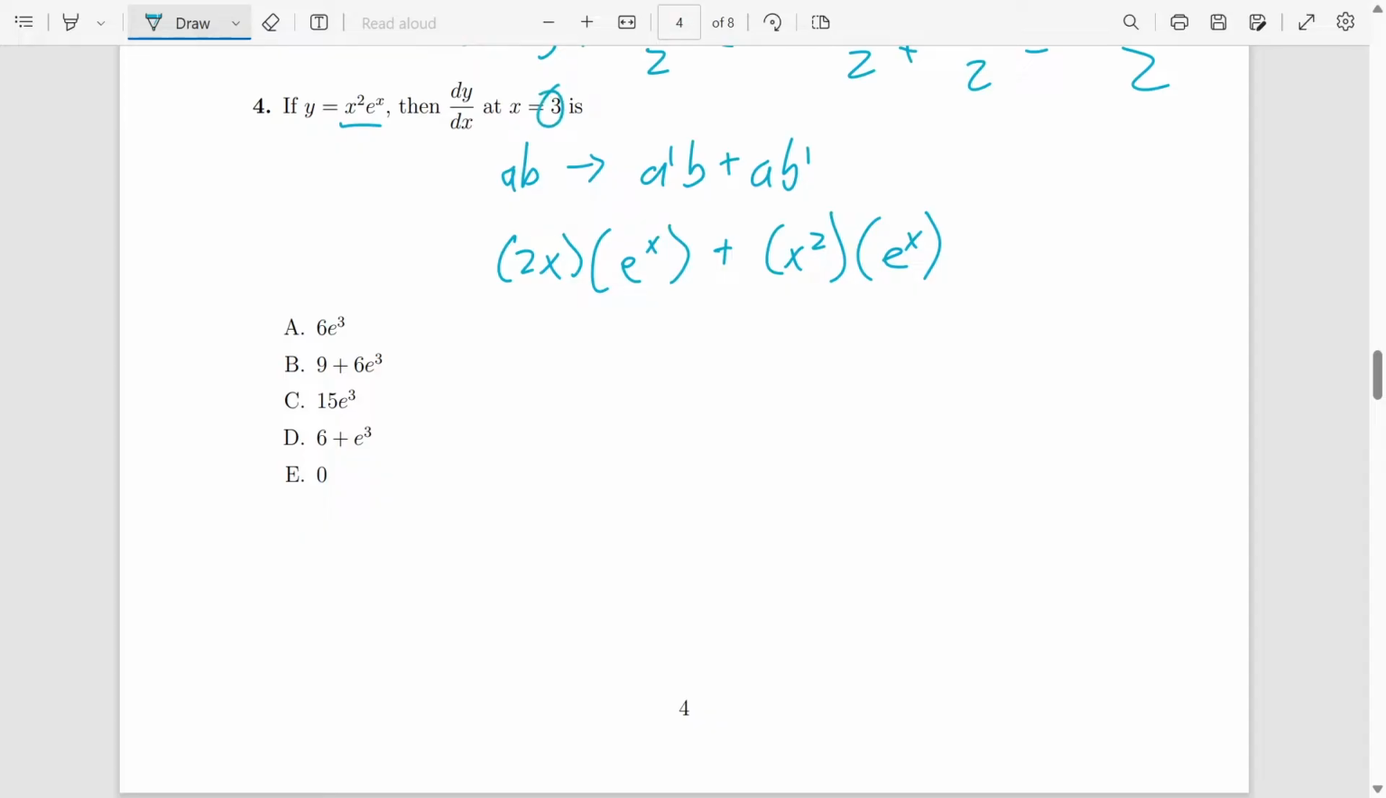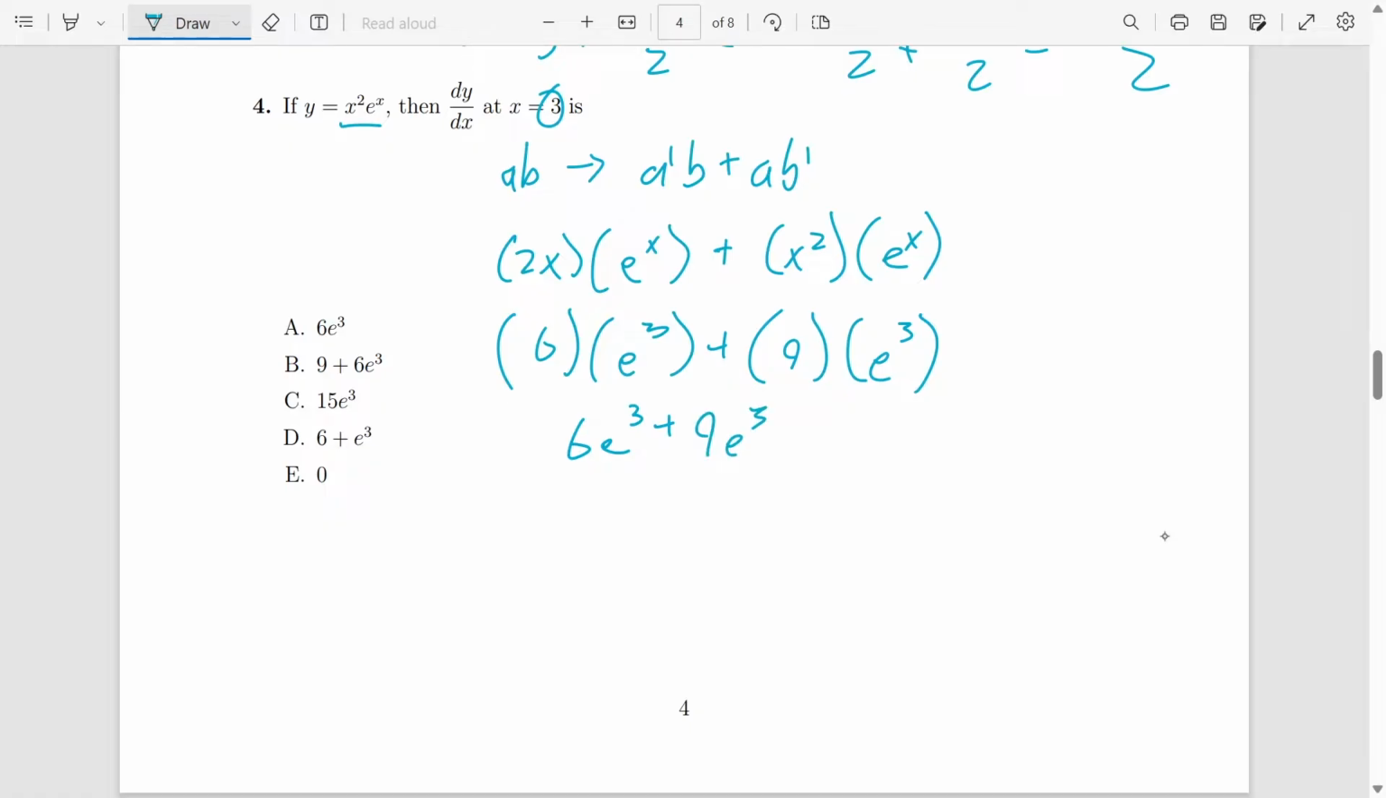Now we can plug in 3 for x and get our answer. So 2 times 3 is 6, times e to the 3, plus 3 squared, which is 9, times e to the 3 again. And this yields 6e cubed plus 9e cubed, which is 15e cubed.